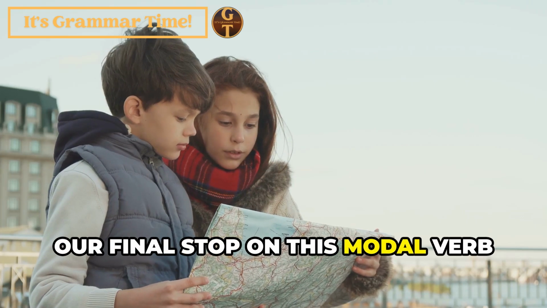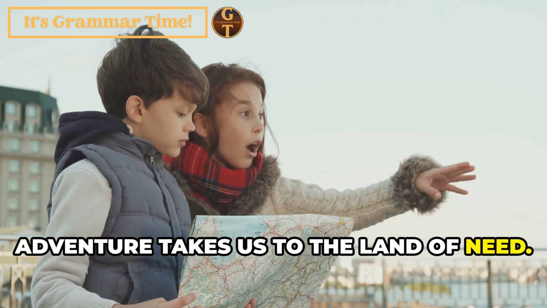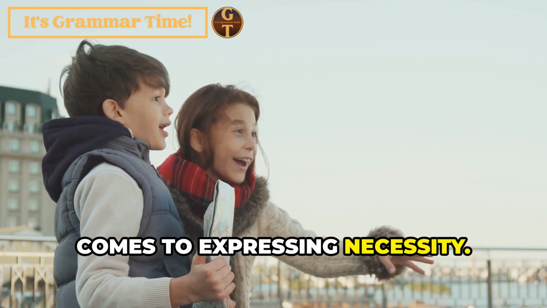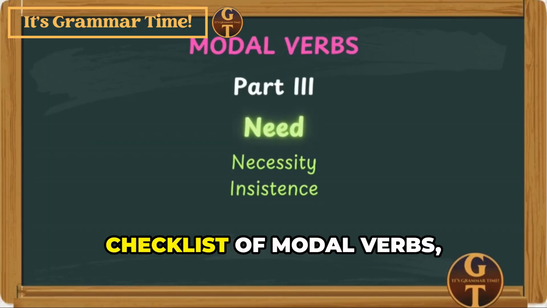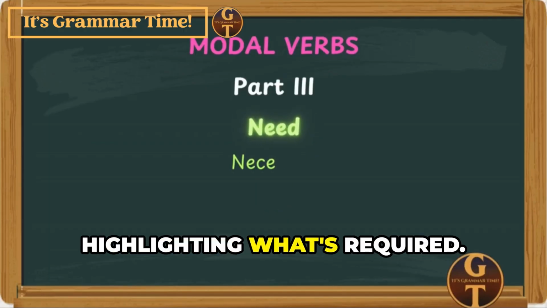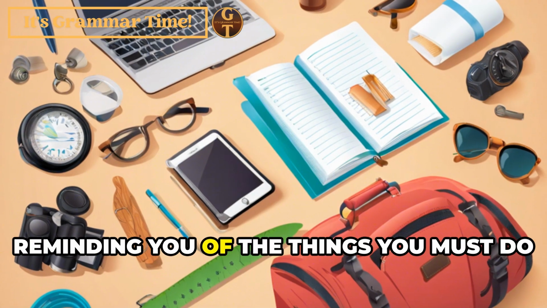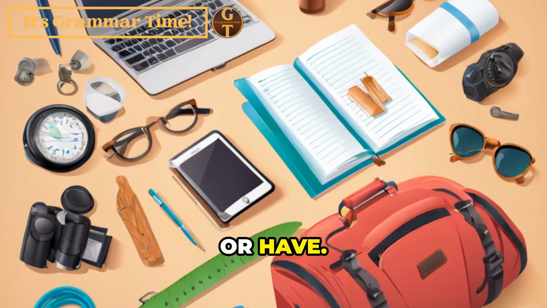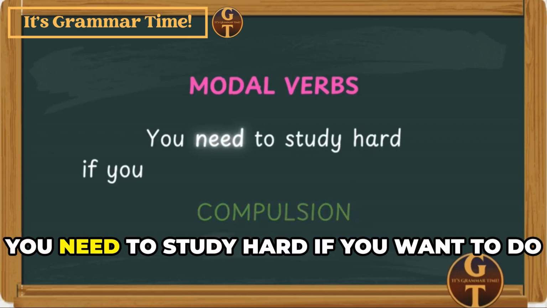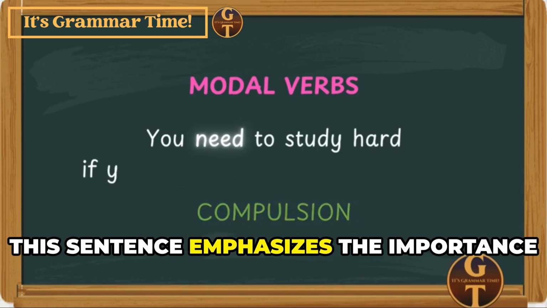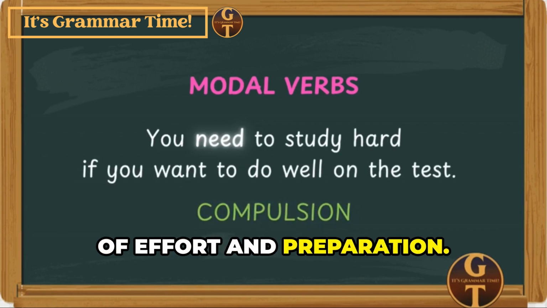Our final stop on this modal verb adventure takes us to the land of need. This little word packs a punch when it comes to expressing necessity. Need is like the essential items checklist of modal verbs, highlighting what's required. Think of it as your personal assistant, reminding you of the things you must do or have. For example, you need to study hard if you want to do well on the test. This sentence emphasizes the importance of effort and preparation.